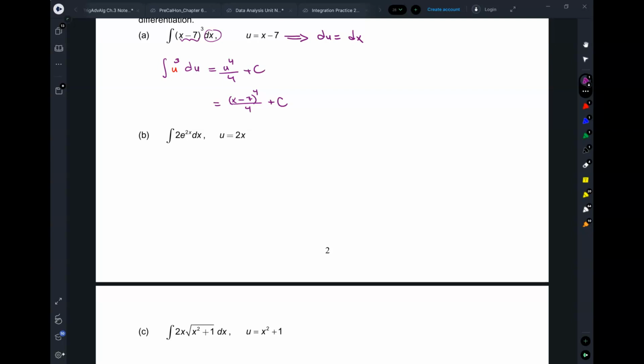Okay, take a look at this one. e to the 2x, right? Instead of e to the x, I now have e to the 2x. So I make this the u, right? So let u equal 2x.